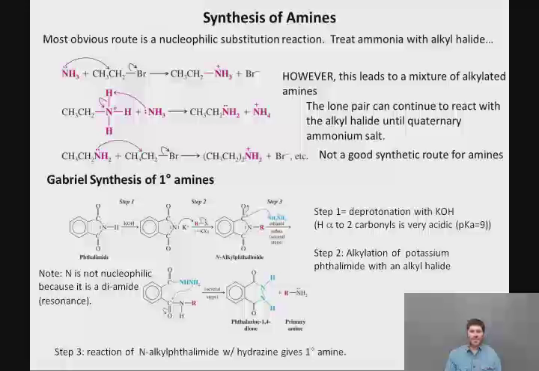So literally you take phthalimide as your nitrogen atom source, and phthalimide is actually quite cheap. Deprotonate, alkylate, react with hydrazine. 3 reactions will get you just the primary amine you want in high yield.